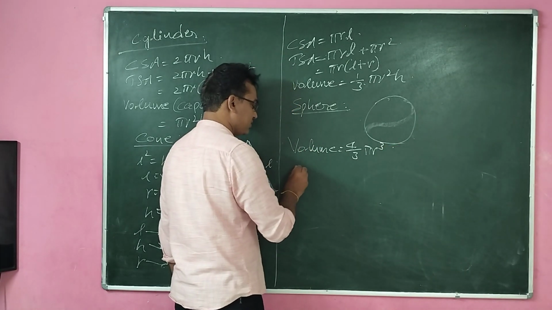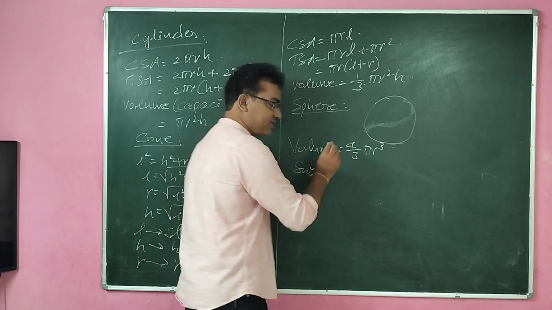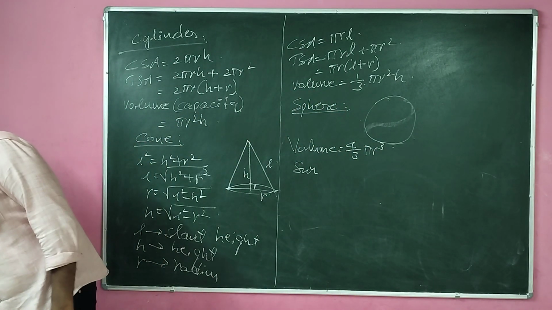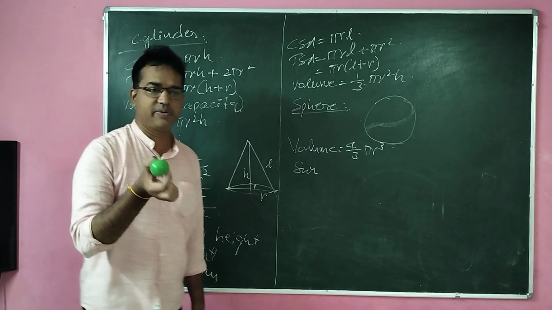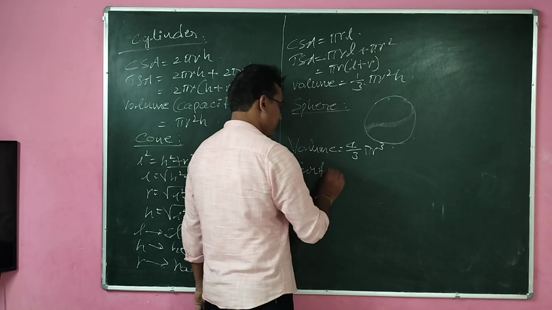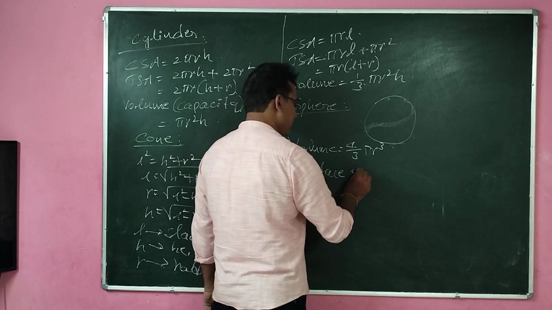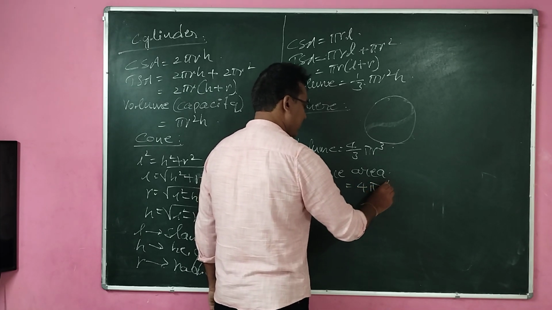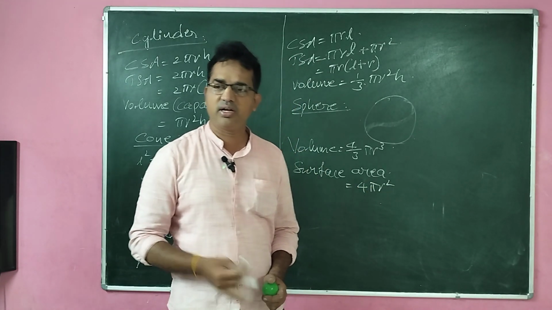Okay, so surface area for sphere, actually there is no TSA, CSA, only surface area. Only surface area is there for sphere. Surface area is 4 pi r square. You can ask why it is coming 4. You can take 5 or 3.